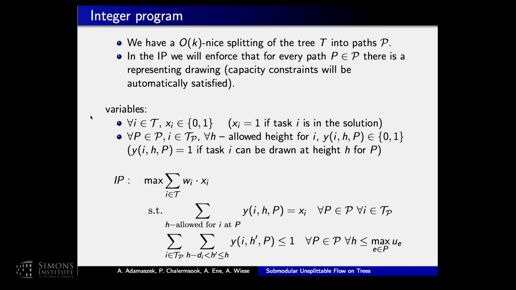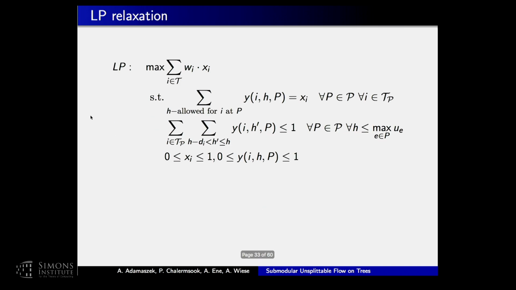And the other inequality tells us that the corresponding rectangles are non-overlapping. That is, for every path and for every height, there's at most one rectangle which is active at this height, which gives us the following inequality. And now we will relax it and get an LP. Now our variables x_i and our variables y can be between 0 and 1.